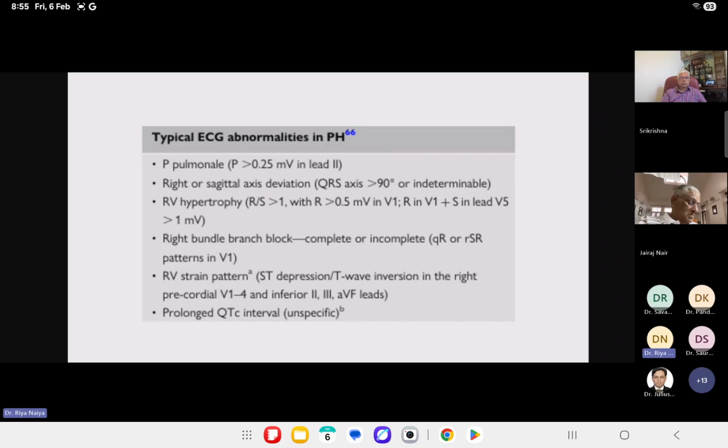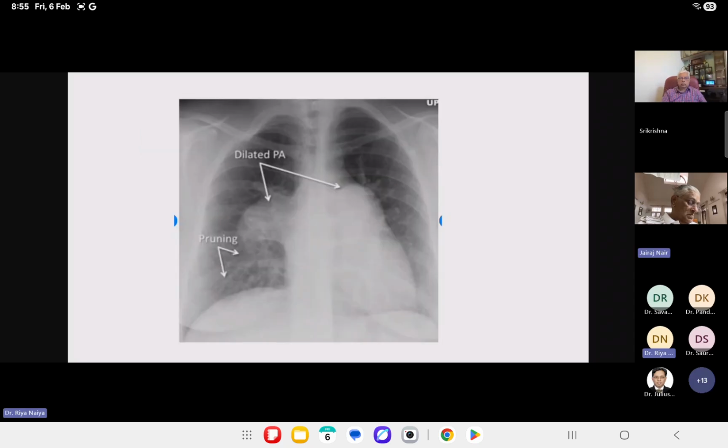This is a typical chest X-ray of a patient with severe pulmonary hypertension. As is visible, both LPA and RPA appear dilated, and there is pruning. So pruning is actually defined as dilated central pulmonary arteries with marked decrease in peripheral vascular markings, which appears like a pruned tree. So basically, that's why it's termed as pruning. So these are the signs of severe pulmonary hypertension on chest X-ray.